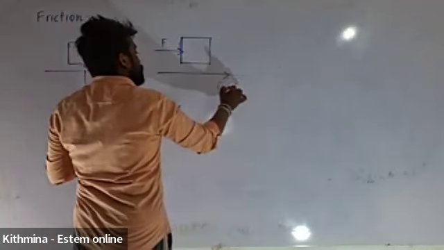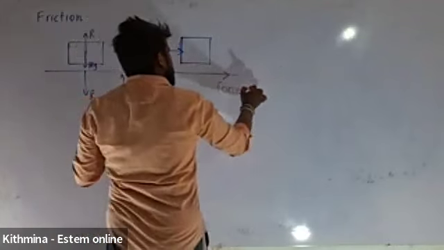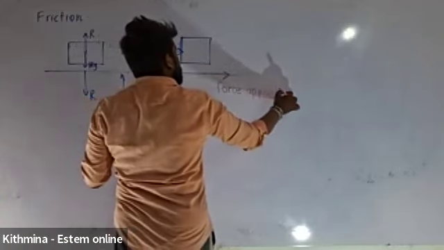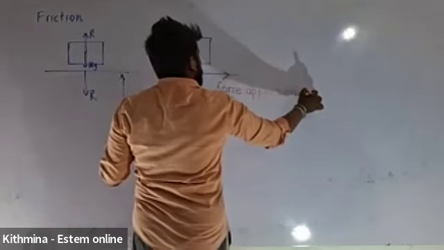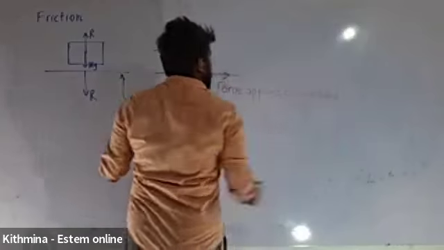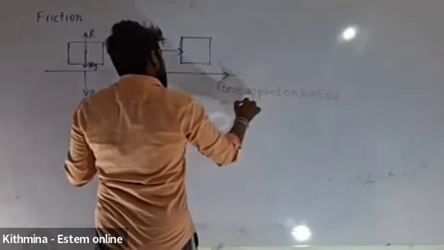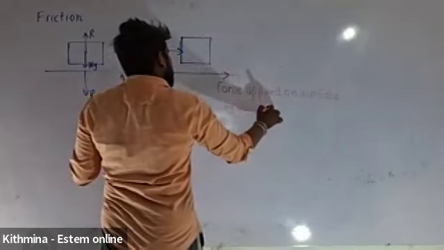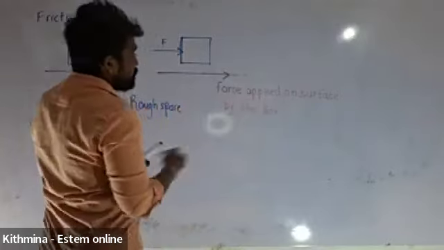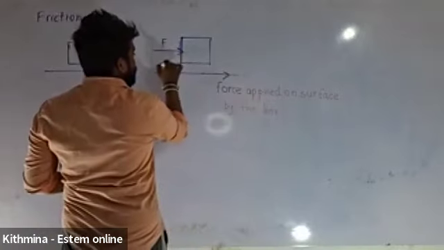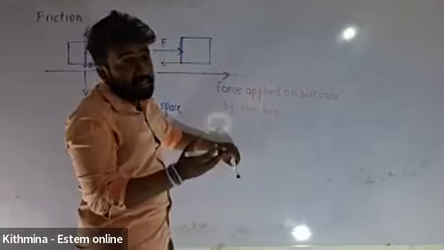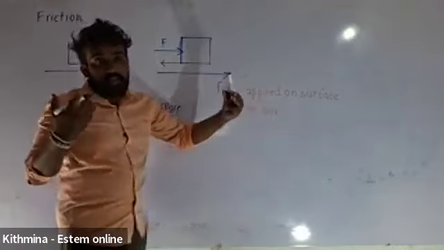This is the force applied on the surface by the box. According to Newton's third law, there is a reaction. We know action and reaction are acting on separate objects.